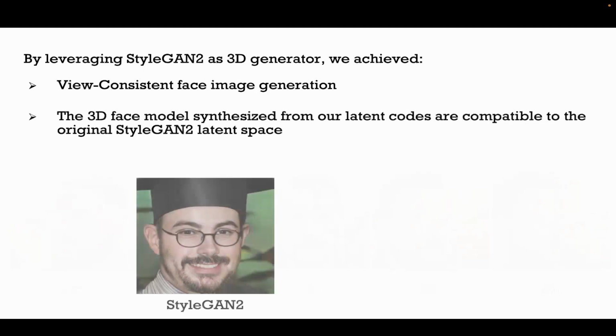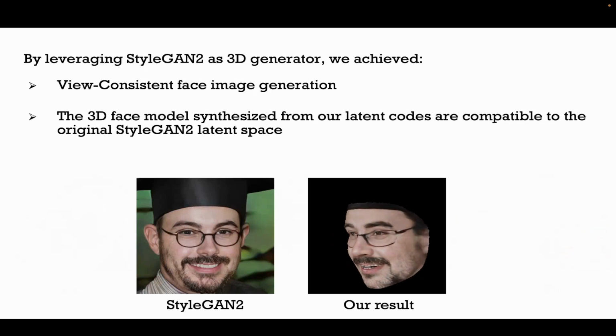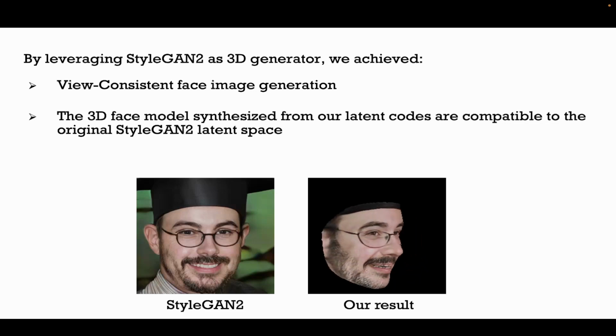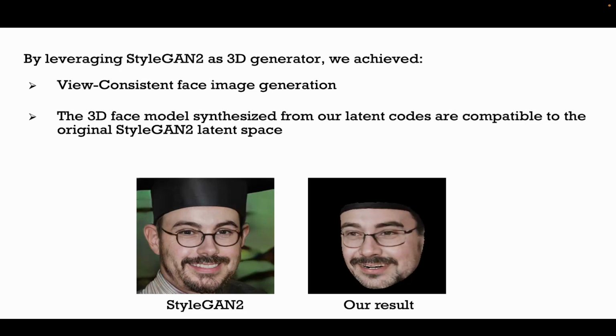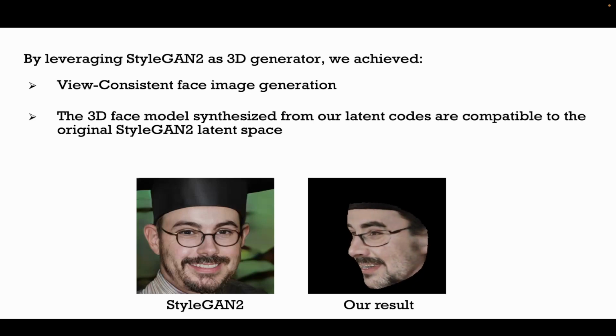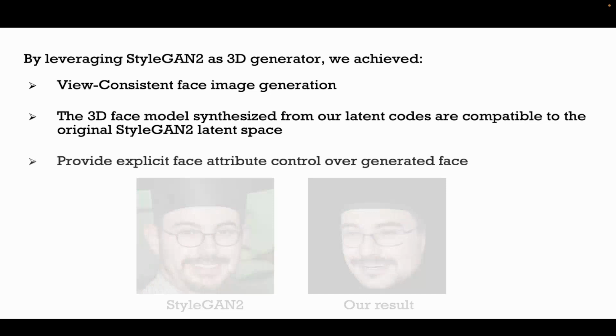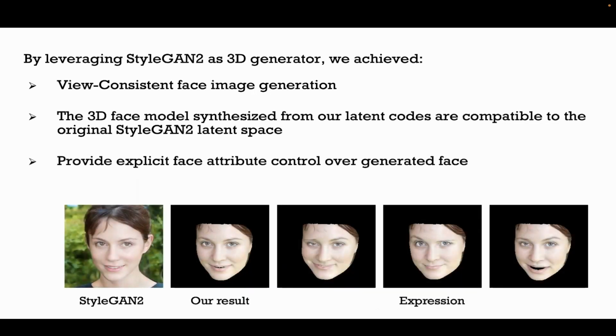The second goal is compatibility, which means the appearance of our 3D face mesh synthesized from the latent code matches the face image generated from the same latent code in StyleGAN 2. By continuing training our 3D generator from pre-trained StyleGAN 2 and designing the reconstruction loss for training, we inherited the latent space from the pre-trained StyleGAN 2 and further encourage the generator to output the appearance that matches the pre-trained StyleGAN 2. The third one is explicit face attribute control.